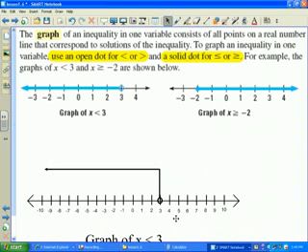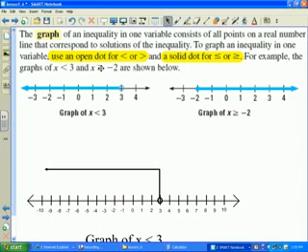The graph of an inequality in one variable consists of all points on a real number line that correspond to solutions of the inequality. To graph an inequality in one variable, use an open dot if the inequality symbol is less than or greater than. Use a solid dot if the inequality symbol is less than or equal to or greater than or equal to. For example, a graph of x is less than 3 would mean an open circle at 3, because 3 is not less than 3, but then everything to the left of 3 would be true. So all those values are indicated.